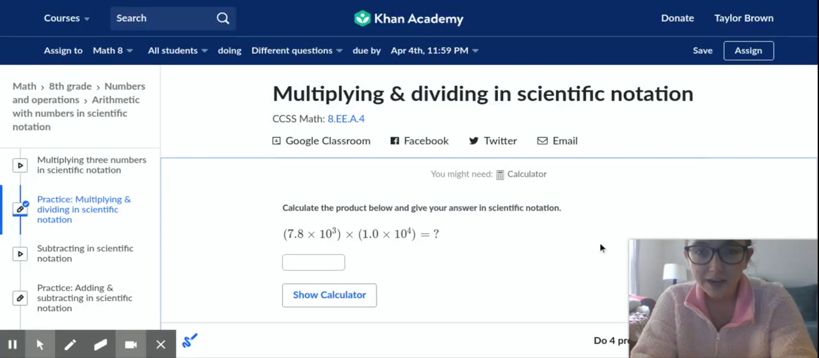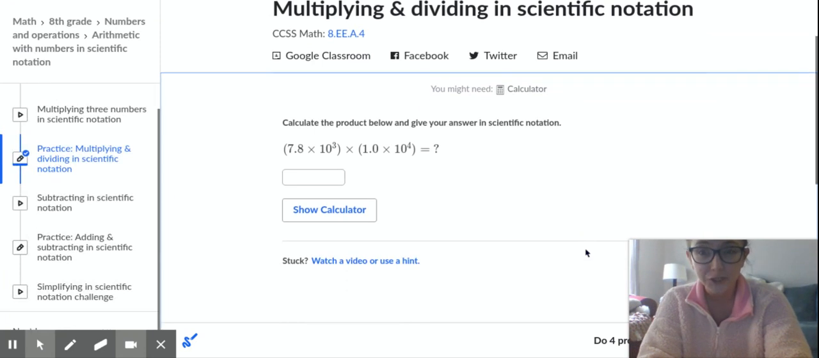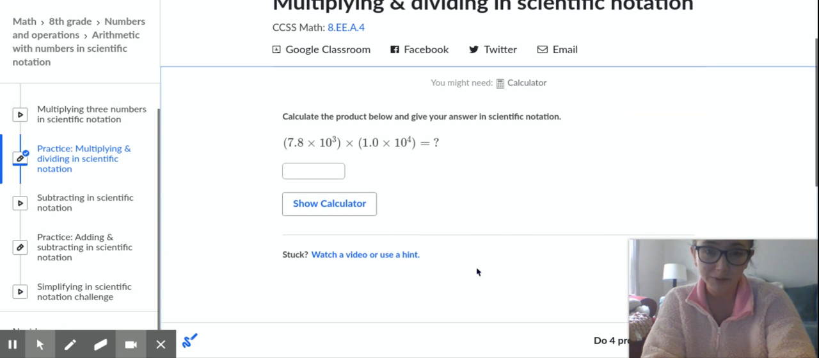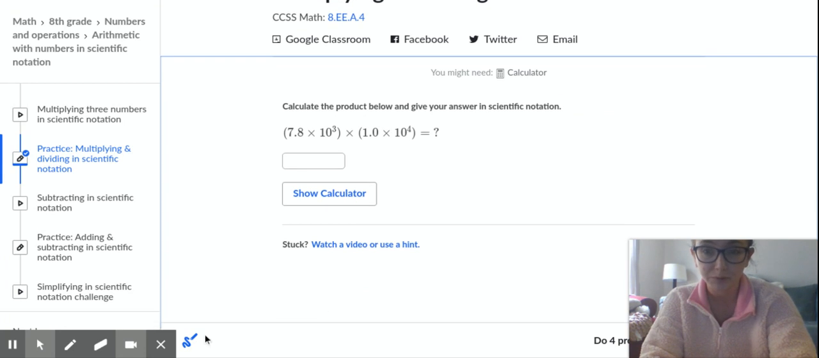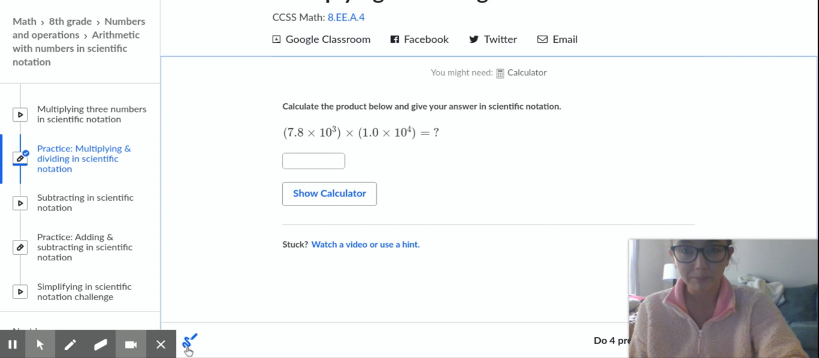Hi, eighth grade. So you have a challenging skill to work on today. It's multiplying and dividing in scientific notation. But I have my faith that you are capable of doing this, and I wanted to do a couple examples for you. So the first one we're going to look at is a multiplication example.